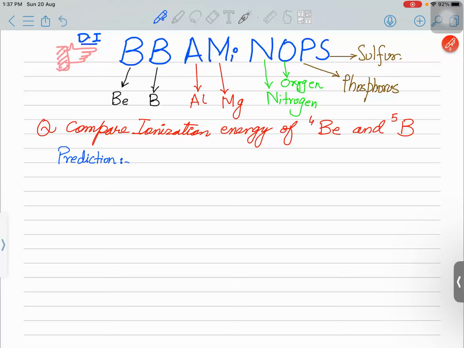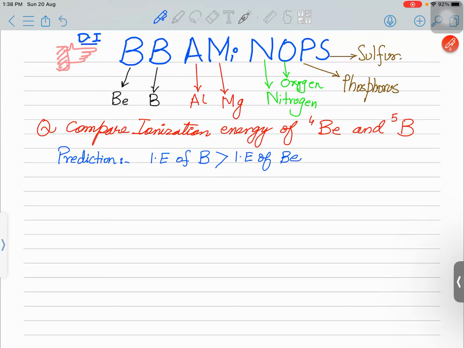No, no. Both beryllium and boron have the same shell. You can look at your periodic table and notice that both have the same shell. So both are across the period, and you know that across the period proton number increases. So the prediction is that the ionization energy of boron should be greater than the ionization energy of beryllium. Why? Because of more protons.